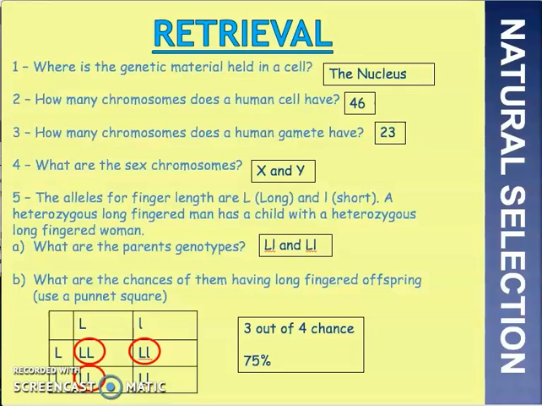The sex chromosomes are X and Y, so girls have XX, boys have XY. The parents' genotypes are capital L, lowercase l for both. That's because they are heterozygous. And the chances of them having a long-fingered offspring is 3 out of 4, or you could have put 75%.